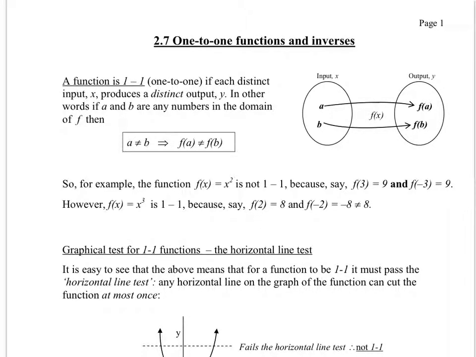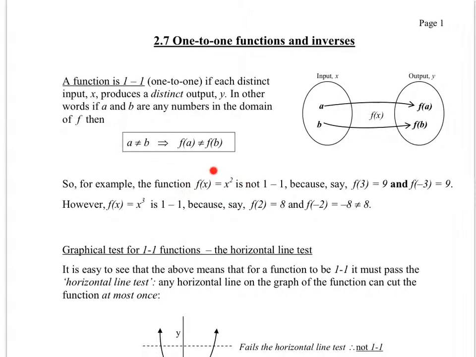In section 2.7 we look at one-to-one functions and inverses. You'll see from this picture that we have two different values, a and b, let's say, in your domain, and when you apply the function to those, if we have a one-to-one function, then they should end up being different values over here. So having different x values leads you to have different y values. That's what this is saying. If a is different from b, then f of a is different from f of b.